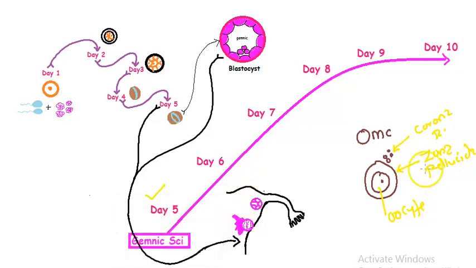So the zona pellucida has to leave the oocyte. The oocyte will continue into the circulation alone. So this is basically going to happen at this stage, between day 5 and day 6. And this is what you call the blastocyst hatches.